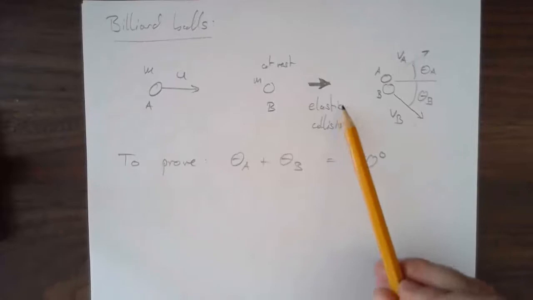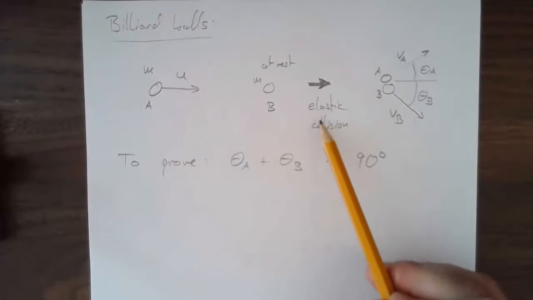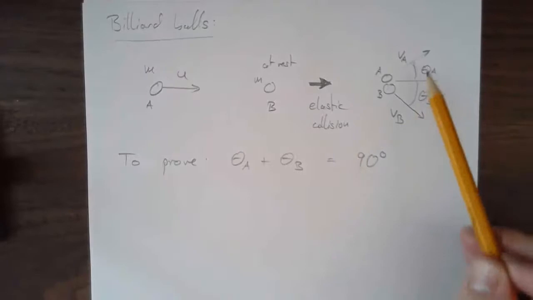And you get that result if the collision is elastic. So we're going to assume the collision is elastic. We're going to show why that leads to those two angles adding up to 90 degrees. Now there are two ways to do this.